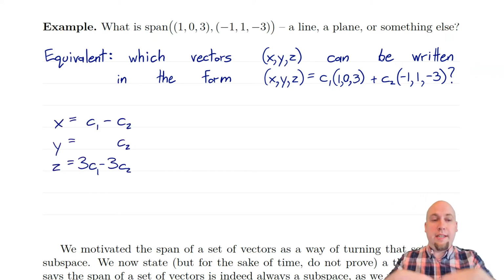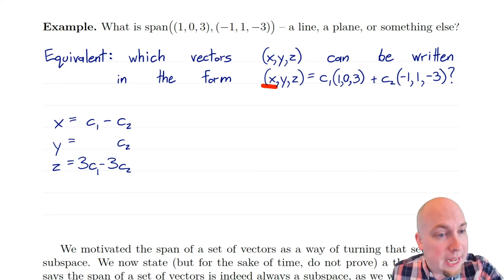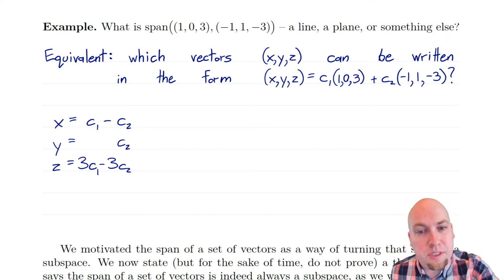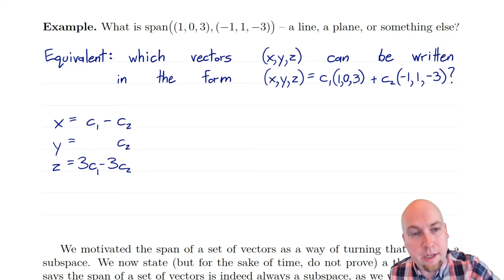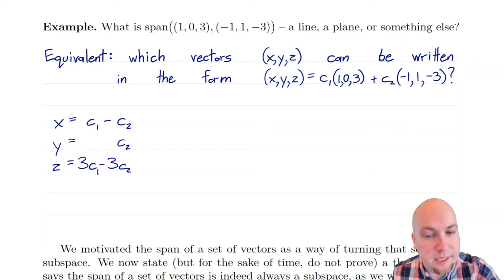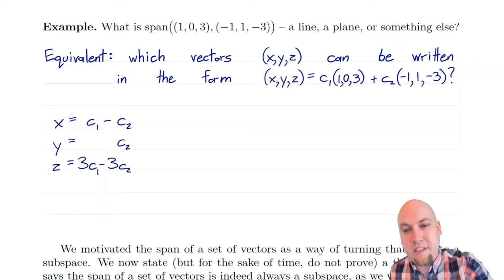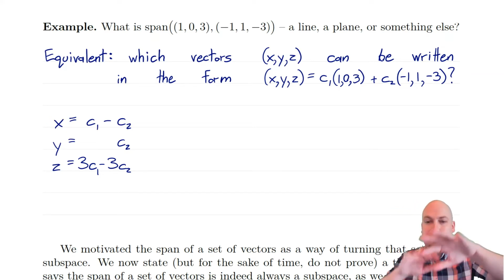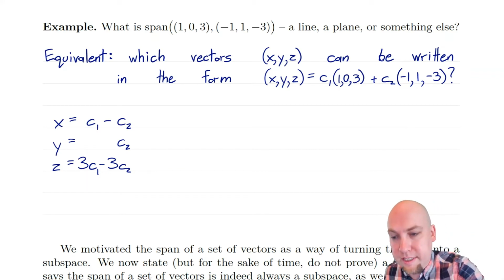All right, let's write out the linear system a little more explicitly. The way you do that is you just match up entries in the vectors. So x equals the first entry on the right, c1 minus c2. Then y equals the second entry on the right, 0 c1 plus c2, which is the equation down here. And then z equals the third entry on the right, 3c1 minus 3c2, which is the bottom equation down there. So that's the linear system that we want to solve. But again, keep in mind, x, y, z are given, they're constants. c1 and c2 are the variables in the linear system that we're trying to solve for.